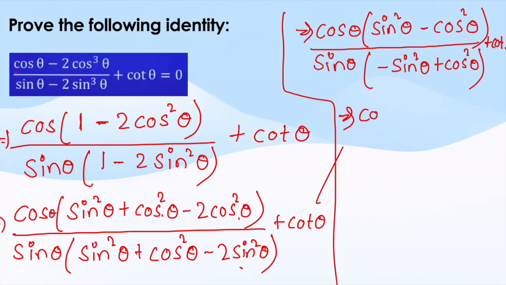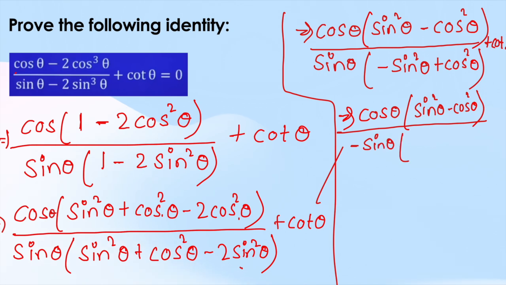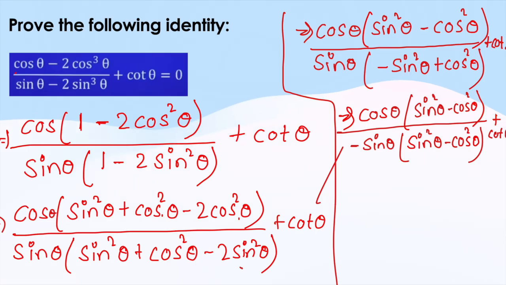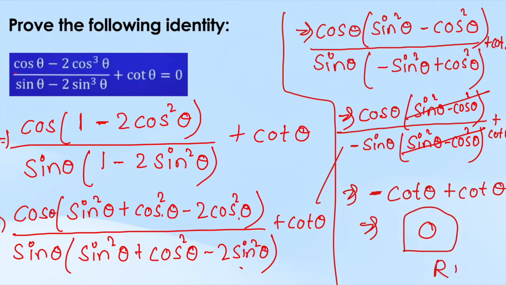If I keep the numerator same, cos theta into sin square theta minus cos square theta, and in the base I take minus common, so what will happen? This minus will become plus, so it will become sin square theta minus cos square theta, and cot theta was already there. Clear? Now this and this will cancel out. Cos by minus sin is minus cot theta, and cot theta was already there. So this will become equals to 0, which is our RHS.